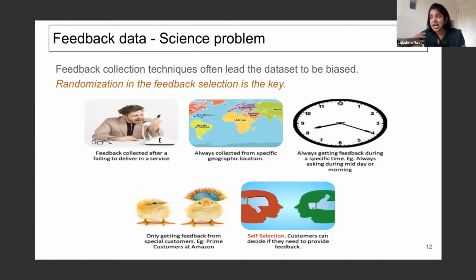The next thing is that collecting always from a specific geographic location or a specific time will have bias towards the time and the experience the customer was facing at that particular time or at that particular location.